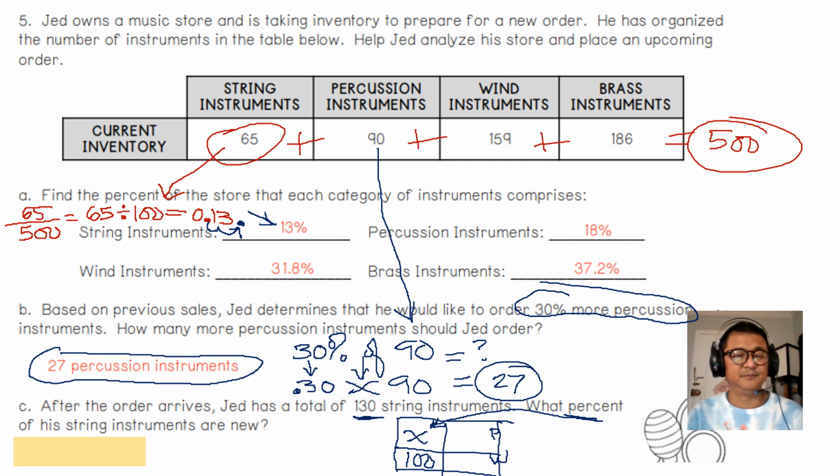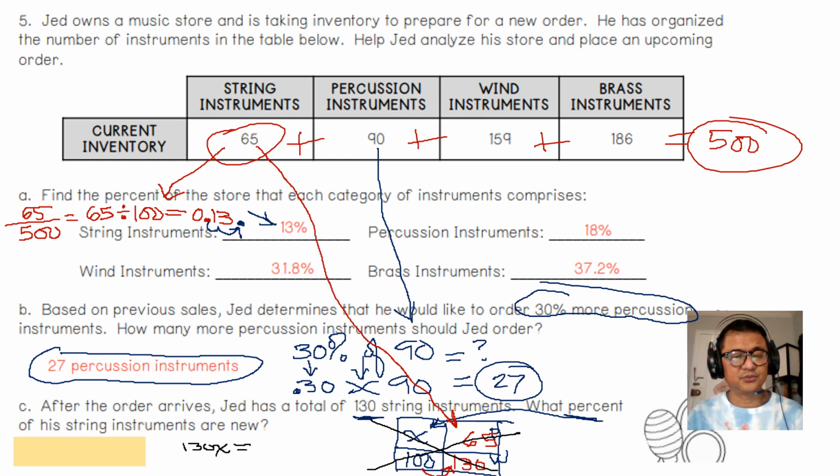What part do I have? Okay, the part I have about string. The string instruments is 65 here. And the new number of instruments is 130. Okay, what percent is that? What pattern do I see? 100 became 130. Oh, we can just use cross multiply. So cross multiply these two, cross multiply those two. Okay, I'll put the solution here.